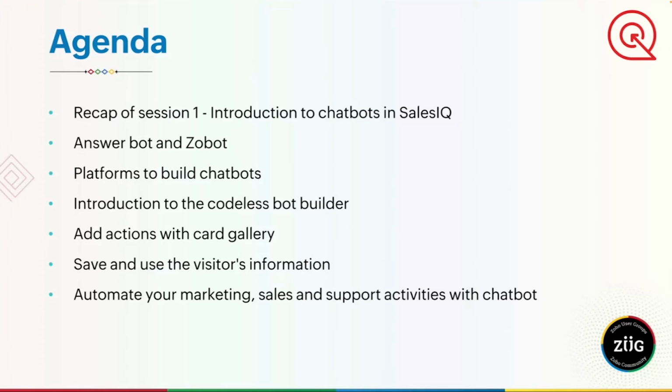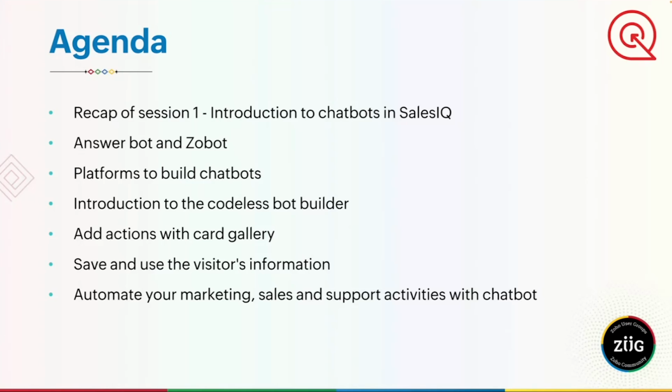Then we'll talk about how to save the user's information and use it across the flow. Let's just say you want to ask the visitor their name and email. So the bot's reply would be, "What's your name?" The visitor will reply with the name, "Hi, I'm Kiran." So the bot will know that the user's name is Kiran. It will use the name Kiran in the rest of the flow.